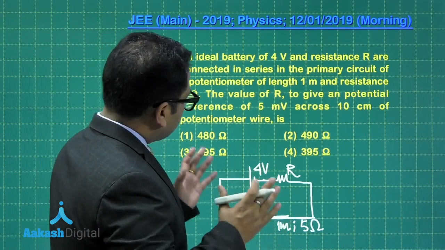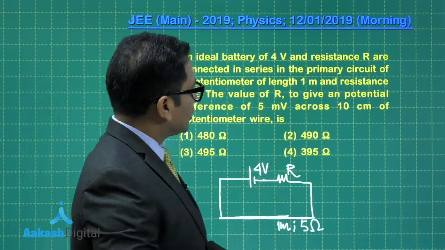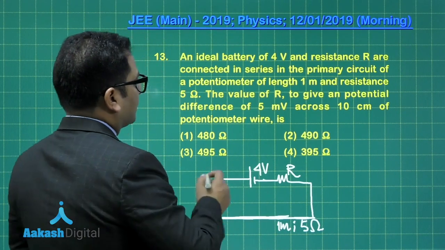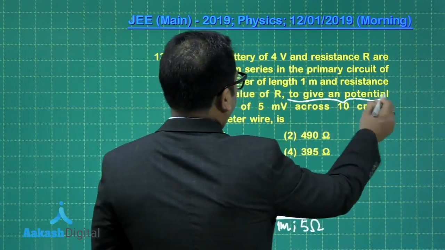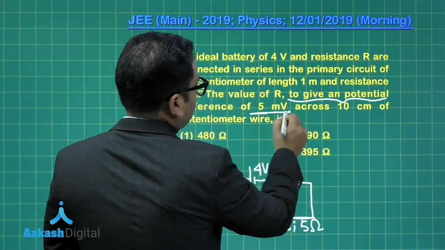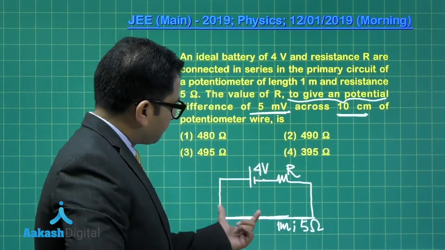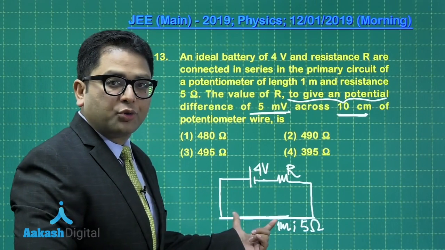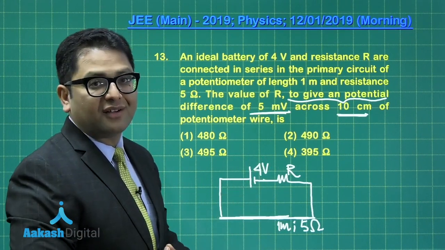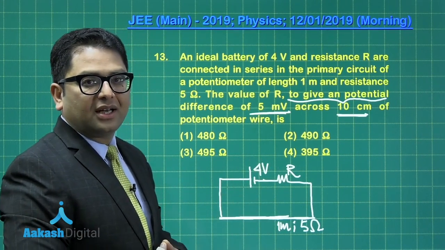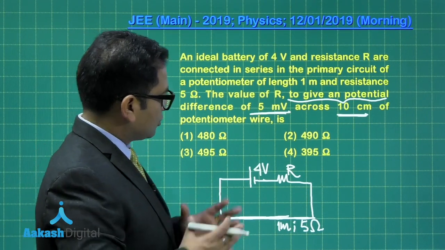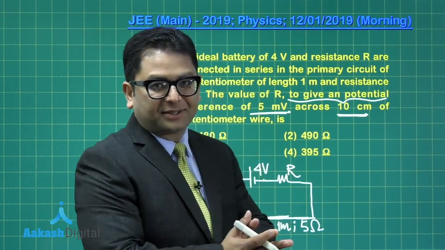The condition requires we need to calculate the value of R, and for the given condition that to give a potential difference of 5 millivolt across 10 centimeter. So here in 10 centimeter length you require a potential difference of 5 millivolt. I think with that given information we can calculate the value of current.